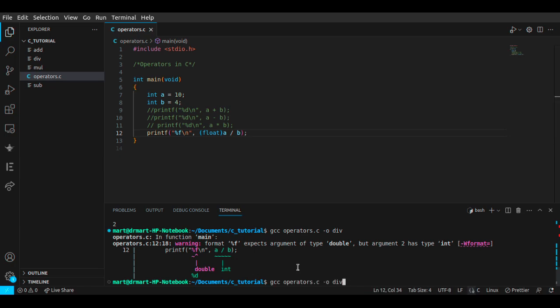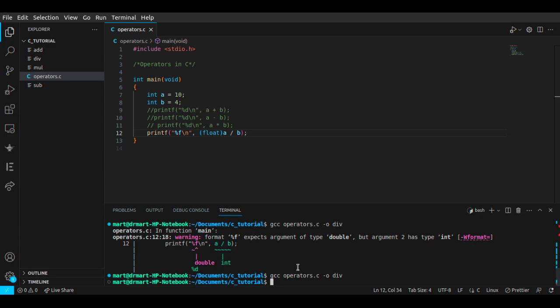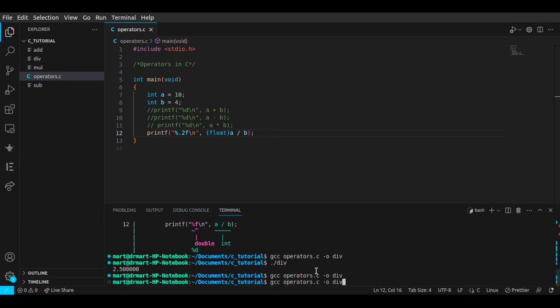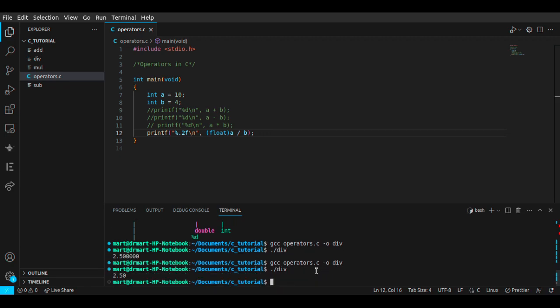So by the time I run this again, you see we get it compiled successfully. And then I can run this div. And of course, 2.50000. Remember from the last session, I can change this. I can add my precision points. I want it to just give me 2 decimals. Let's compile that again. Okay, so we get 2.5.